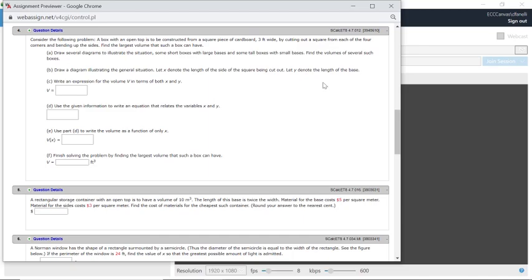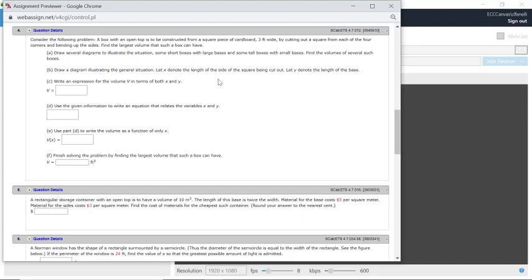And then if you went to each of the 4 corners and cut out a small square from those 4 corners, and then folded up the flaps from the sides, you would create a box without a top. Okay? Find the largest volume such a box can have.